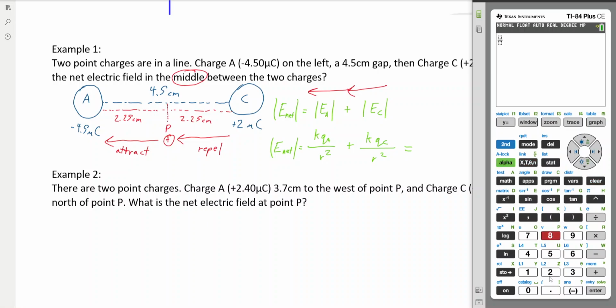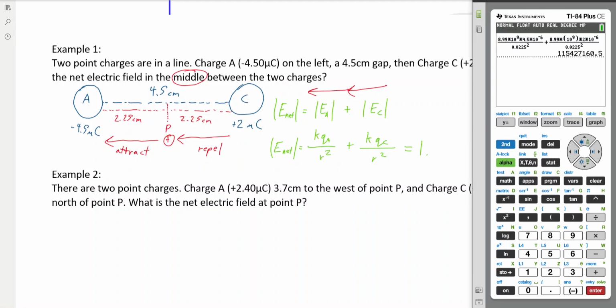So 8.99 times 10 to the exponent 9, times A, which is 4.5 times 10 to the exponent -6, because it's microcoulombs, over r squared, which is 0.0225 squared, plus k, which is 8.99 times 10 to the exponent 9, times the charge on C, so 2 times 10 to the exponent -6, because it's microcoulombs, over 0.0225 meters squared, and we get an answer of, wow, that's a wild answer.